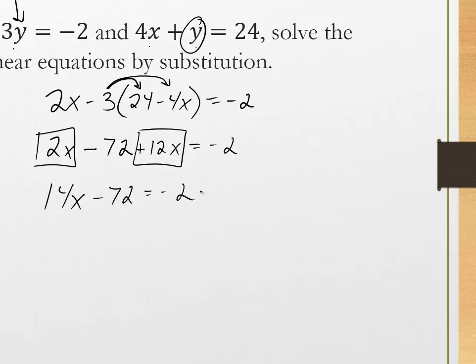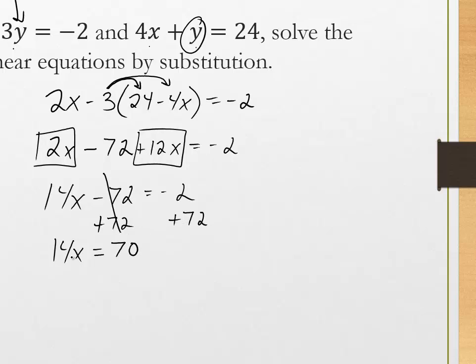Now, we're still solving for x. So that means we need to get x by itself, meaning this 72 needs to go away. So in order to do that, we need to add 72 to both sides because it is negative. So that'll cancel. And we're left with 14x equals negative 2 plus 72 is going to be 70.